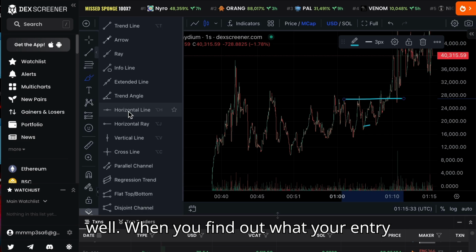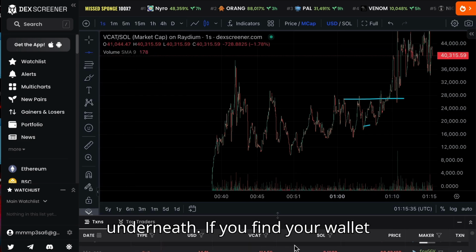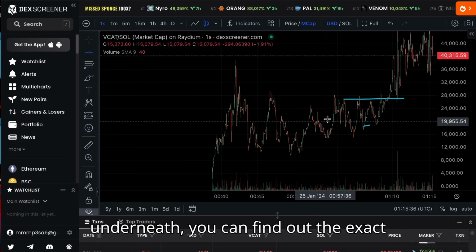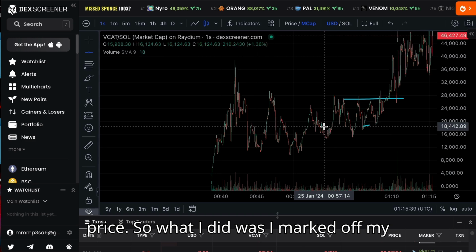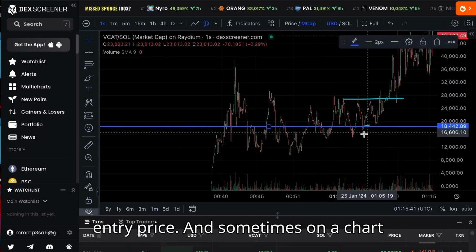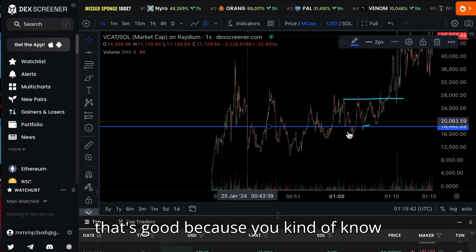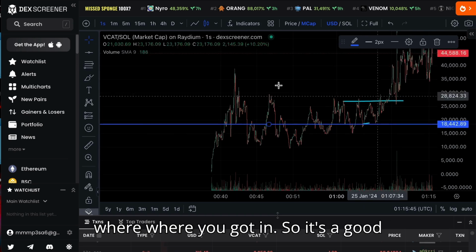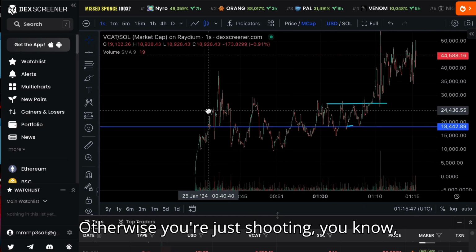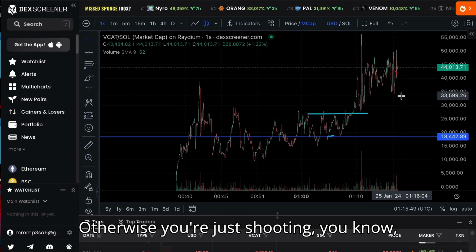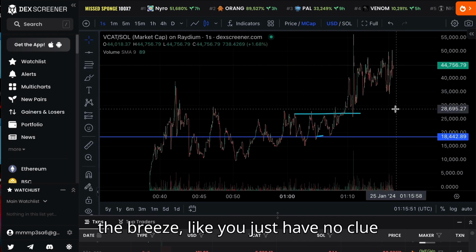When you find out what your entry price is, you can actually see it underneath. If you find your wallet underneath, you can find out the exact price. So what I did was I marked off my entry price. And sometimes on a chart, that's good because you kind of know where you got in. So it's a good idea to do that, kind of good practice. Otherwise, you're just shooting the breeze, like you just have no clue what's going on.